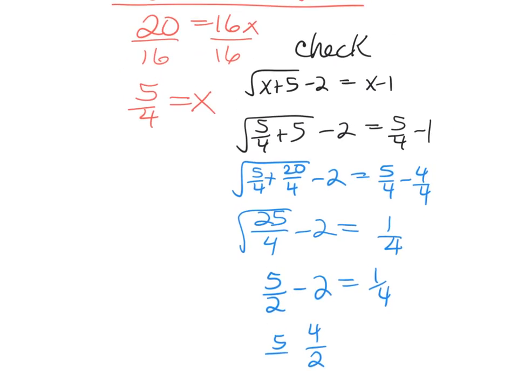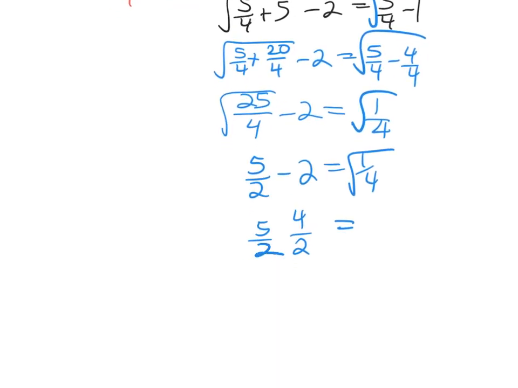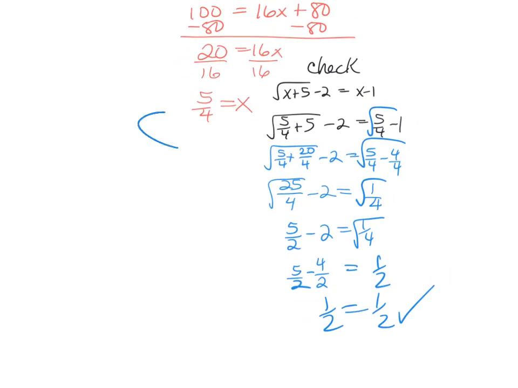Okay, so this is also under the radical from the original problem. So when I square root this, this becomes 5 over 2, and this becomes 1 over 2, subtract 1 over 2 equals 1 over 2, it checks. So my answer of x equals 5 over 4 is a good answer. Yes?